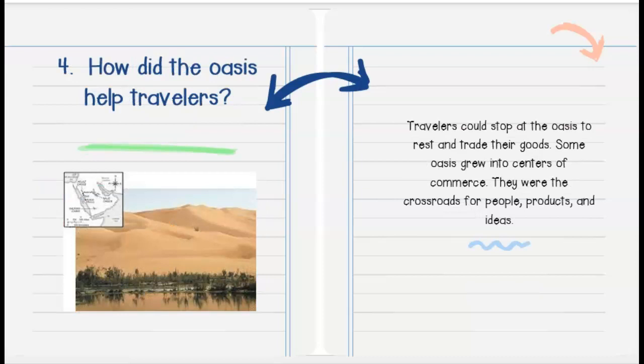How did the oasis help travelers? And you'll notice in your book, oasis is spelled differently, O-A-S-E-S. So just a quick note there. Travelers could stop at the oases to rest and trade their goods. Some oases grew into centers of commerce. They were the crossroads for people, products, and ideas. And an oasis is basically a wet spot in the middle of the desert. And so you can imagine why areas grew up around that oasis, because people need water to survive, and they were good stopping points for these caravans.